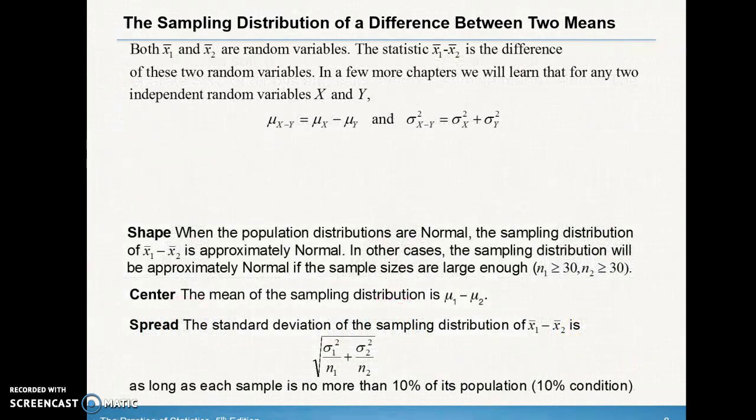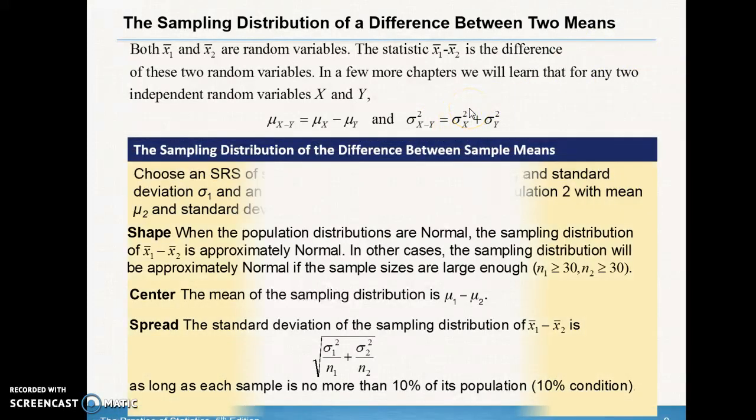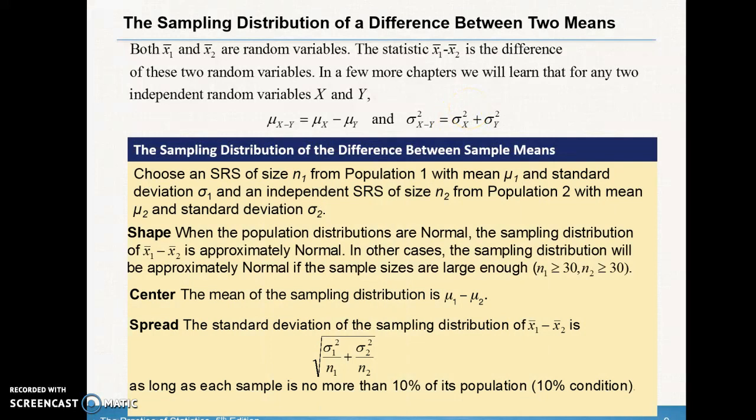Okay, so both x bar 1 and x bar 2 are random variables. The statistic x bar 1 minus x bar 2 is the difference between the two random variables. We actually learned this in previous chapters. Remember that if we're looking for the mean of any sampling distribution, we actually subtract the means and it gives us the mean of the new sampling distribution. And remember, whenever we found the standard deviation, we never subtracted the standard deviation. We always added the variances. Okay, so what exactly is that going to look like in this case?